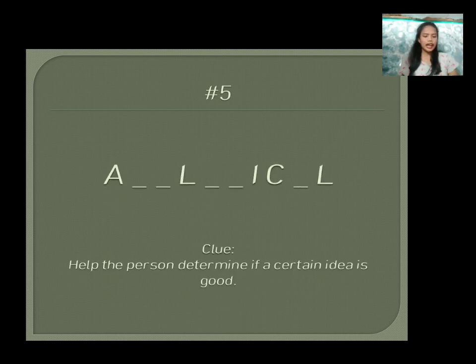the clue is, it helps the person determine if a certain idea is good. The timer starts now. The answer number 5 is analytical. So that's all for our activity.